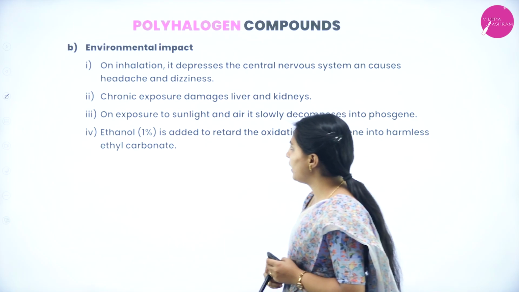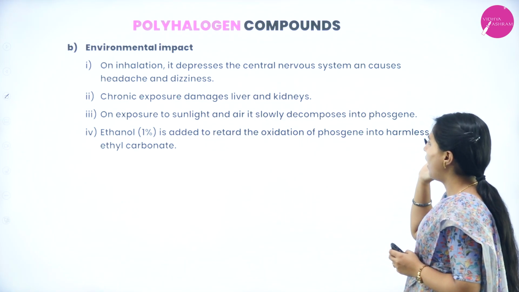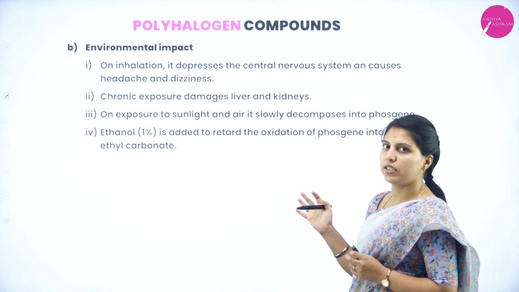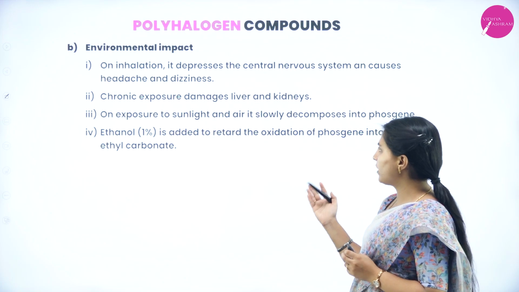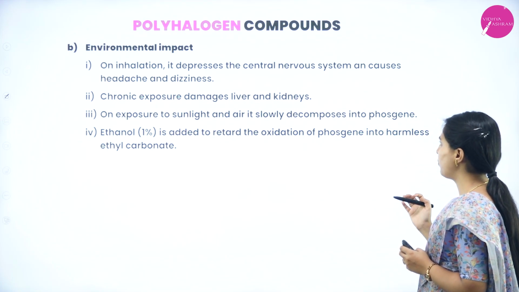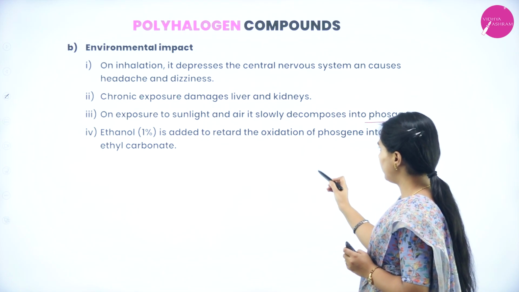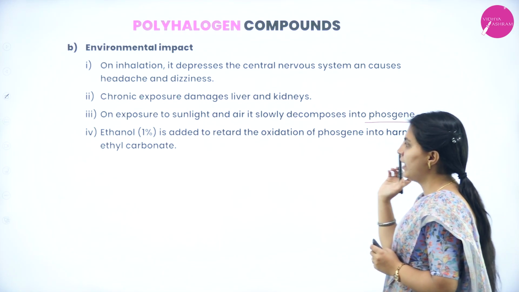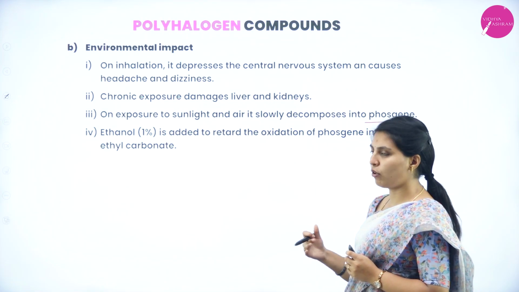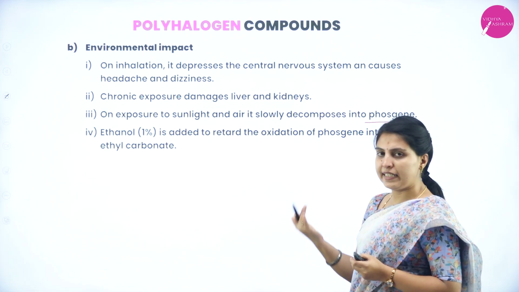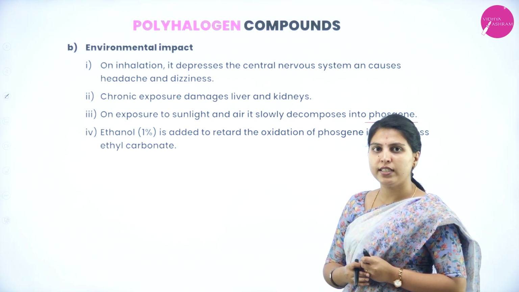What is the environmental impact? On inhalation, it depresses the central nervous system and causes headache and dizziness. Chronic exposure damages the liver and kidneys. On exposure to sunlight and air, it slowly decomposes into phosgene. Ethanol 1% is added to retard the oxidation to phosgene, converting it into harmless ethyl carbonate. These are the four environmental impacts. It causes headache and dizziness, and it will form phosgene, which is a highly poisonous gas.